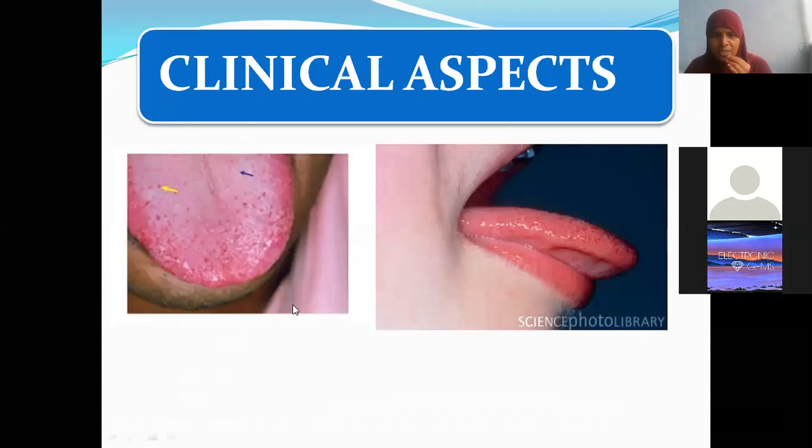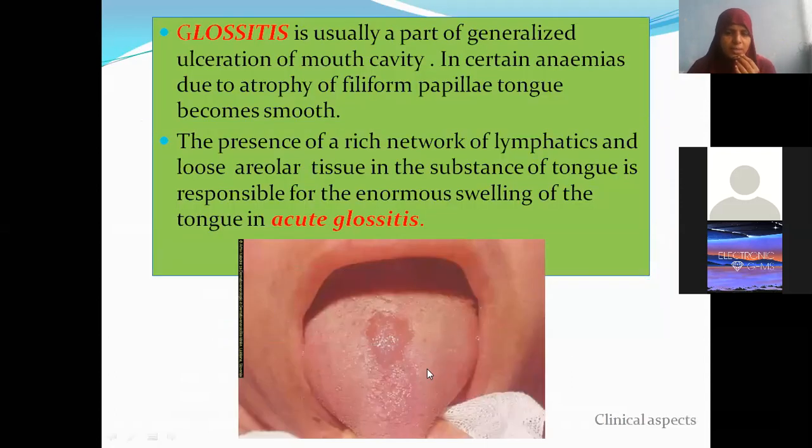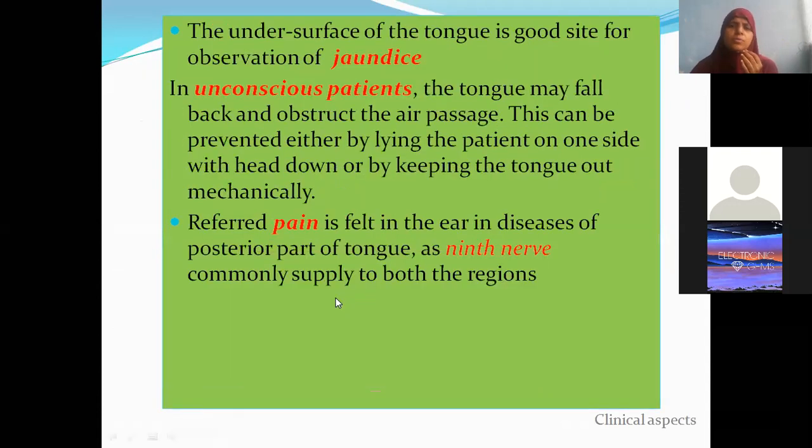Now coming to clinical aspects. What is the inflammation of the tongue? If there is any infection, you will see the tongue gets inflamed. You call that condition glossitis. If there is any yellowish discoloration, you call that condition jaundice.